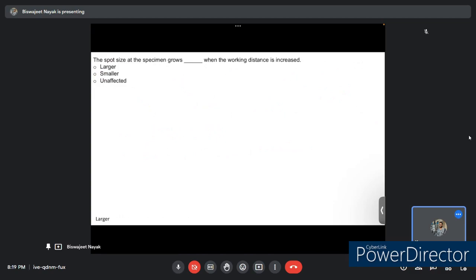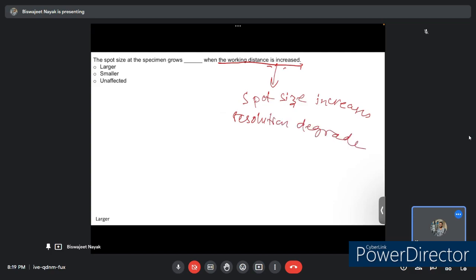The spot size at the specimen grows as the working distance is increased. We know the spot size increases and resolution degrades. So the correct answer will be larger.